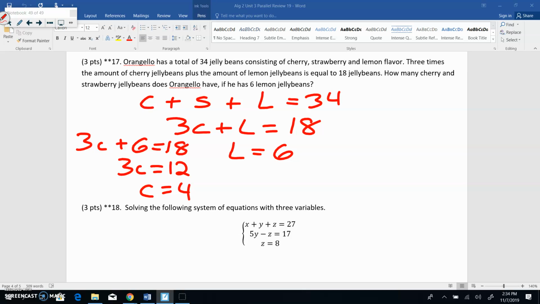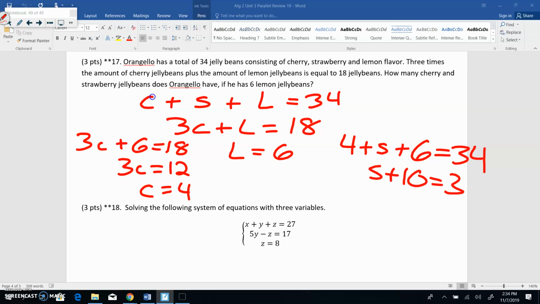Okay, to get strawberry, plug in the 4, plug in the 6. Okay, 4 cherry plus whatever strawberry plus 6 lemon gives me 34. Okay, so 4 plus 6, nice and easy, it's 10. All right, and you subtract 10 from 34, so he has 24 strawberry jelly beans. Okay, again, reverse substitution on this.